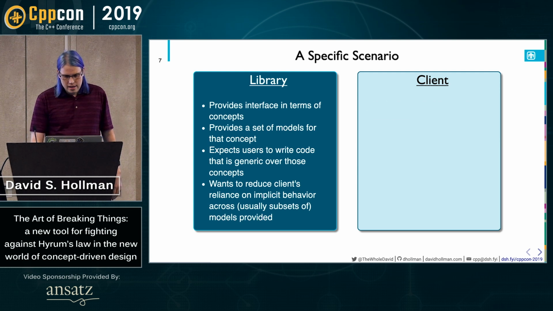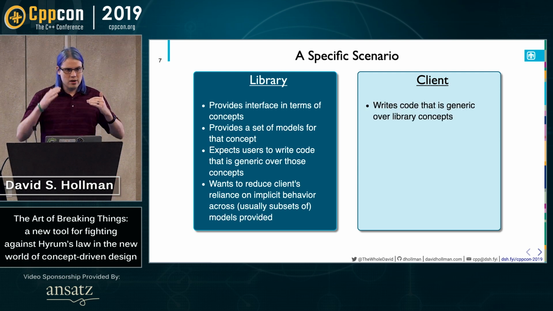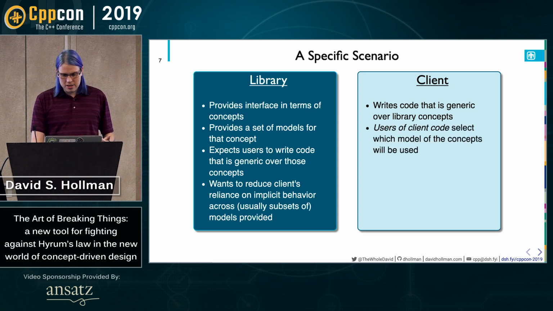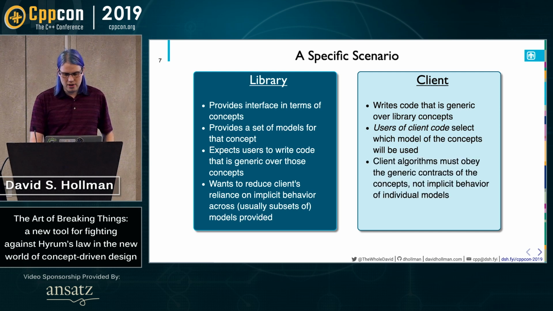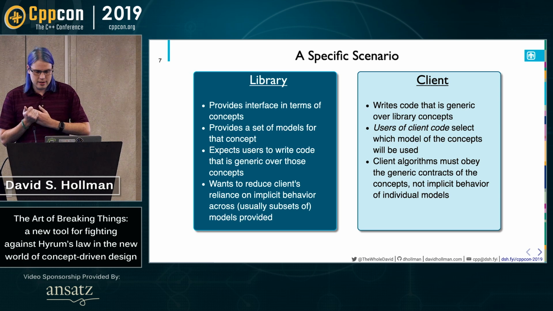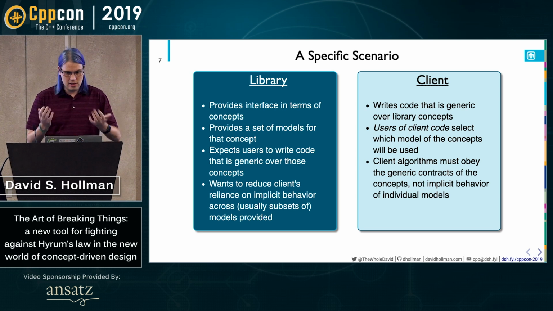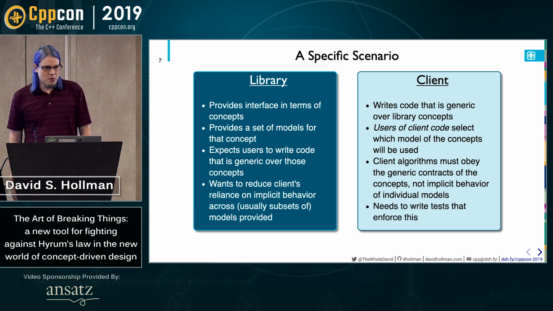And you want to reduce your client's reliance on implicit behavior that might arise across maybe a subset of those models that are part of the contract of the model itself, but not necessarily part of the contract of the concept itself. And then the client often is somewhere in the middle of the stack, right? Usually has someone writing code to them, not always, but they need to write code that's generic over these concepts, and users of their code will provide whatever concrete model often needs to be used with their algorithms, and their algorithms need to obey the generic contracts for these concepts because their users could be passing them a specific model that may have different properties from others. And they need a way to write tests that enforce this kind of thing.